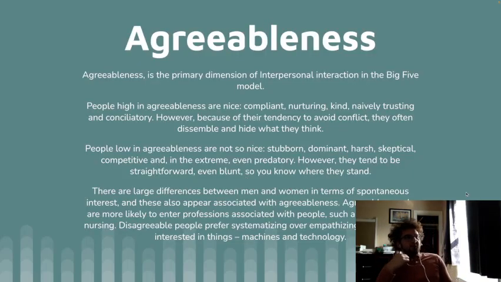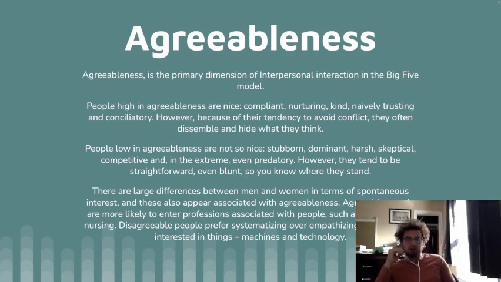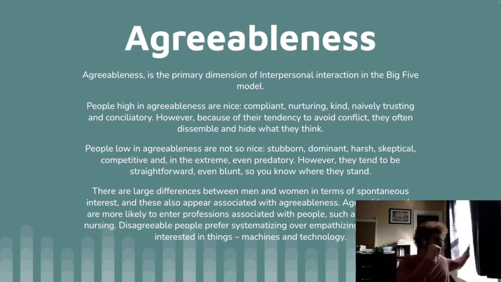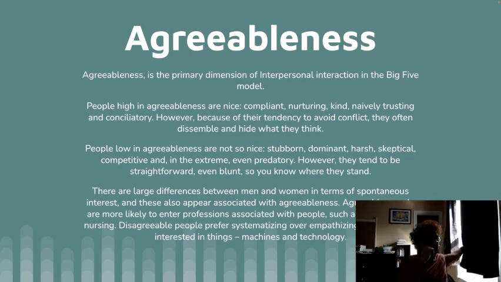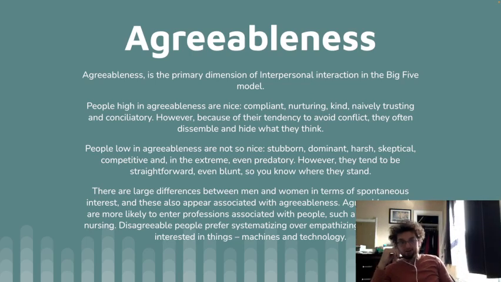Agreeableness. This is the primary dimension of interpersonal interaction, right? This is how you talk and connect to other people. You can have people who are high in agreeableness, and we see some descriptions. They're very compliant, they're nurturing, they're kind. They might even be naively trusting. They're very conciliatory. So if there's some sort of issue, they're more willing to reach reconciliation and agreement on how to resolve the situation, or how to let bygones be bygones, let's say.